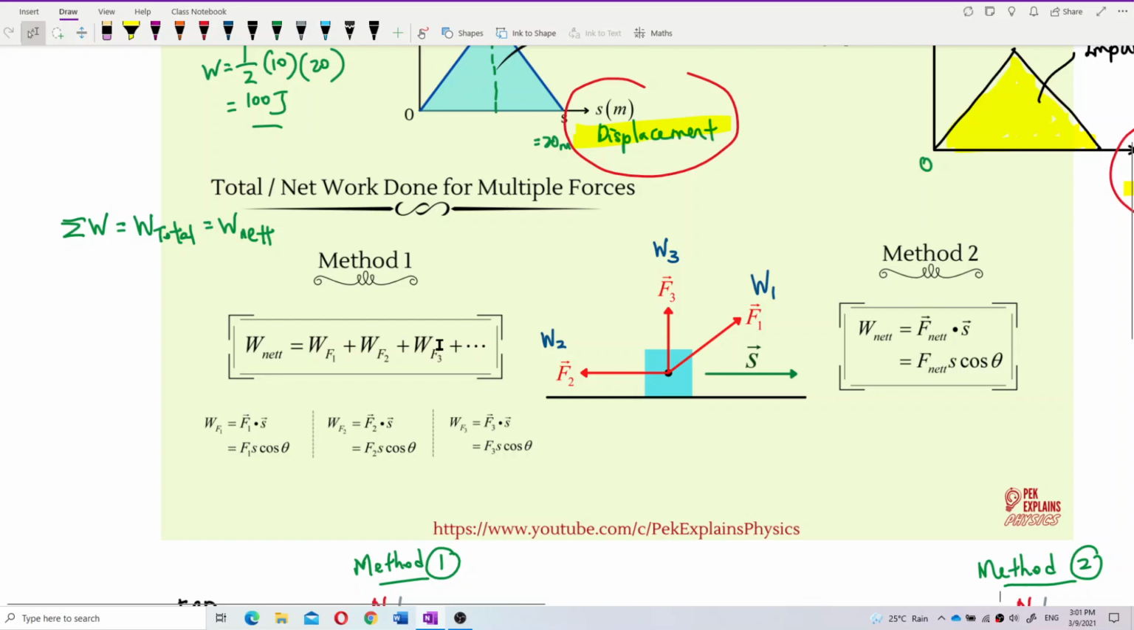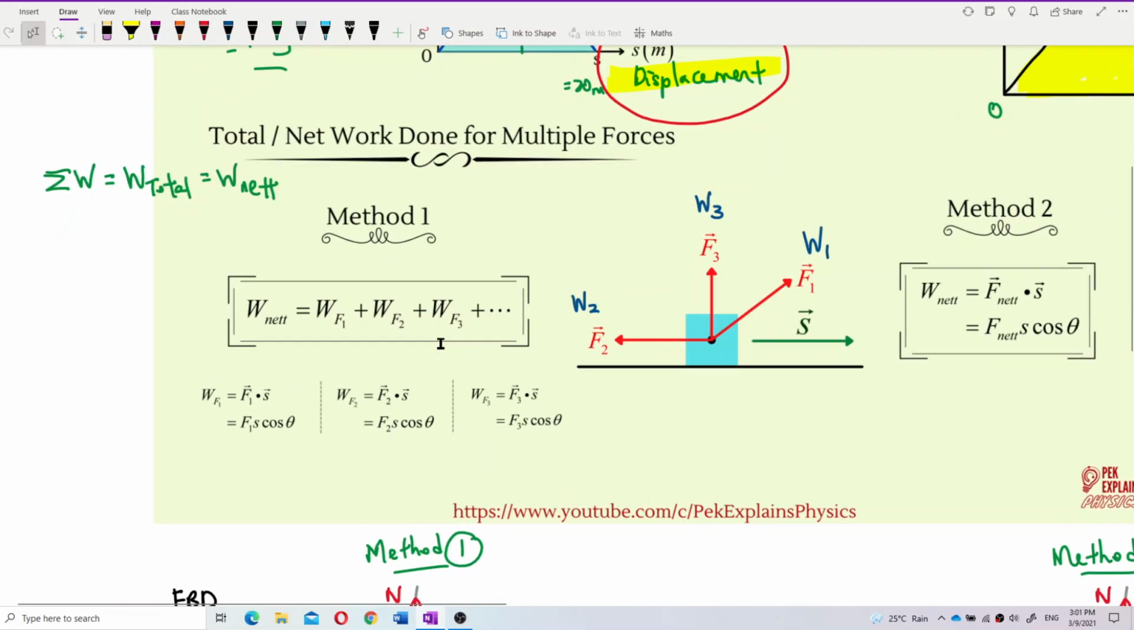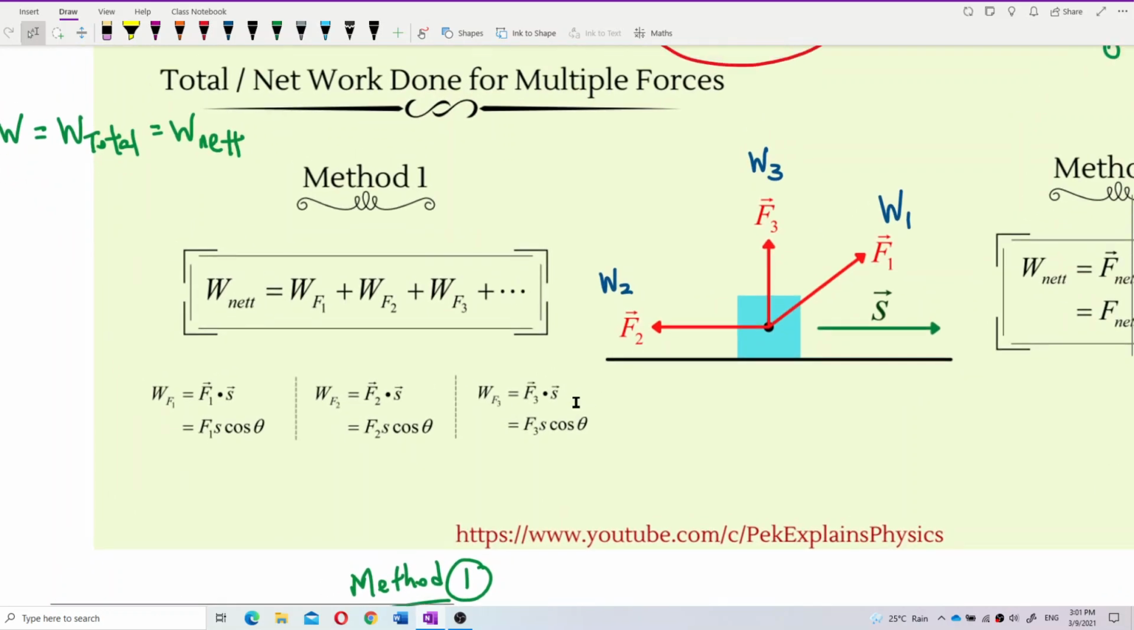Our first method is to find the work done of each individual force first. Like F1 has work done 1, F2 has work done 2, F3 has work done 3. So before we find the total work done, we find the work done of each force.